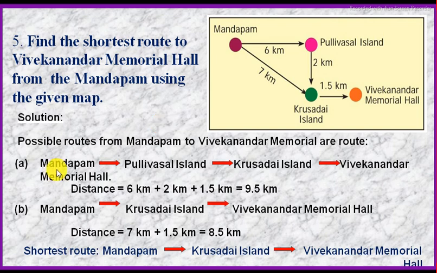The possible routes are Mandapam, Pullivasal, then you have Kurusadai Island and Vivekananda Memorial. When you add the distance 6 plus 2 plus 1.5, you get 9.5 kilometers. Whereas if you take the next route from Mandapam to Kurusadai Island, 7 plus 1.5, you reach Vivekananda Memorial, so you get only 8.5 kilometers. So the short route is Mandapam, Kurusadai Island and Vivekananda Memorial Hall.